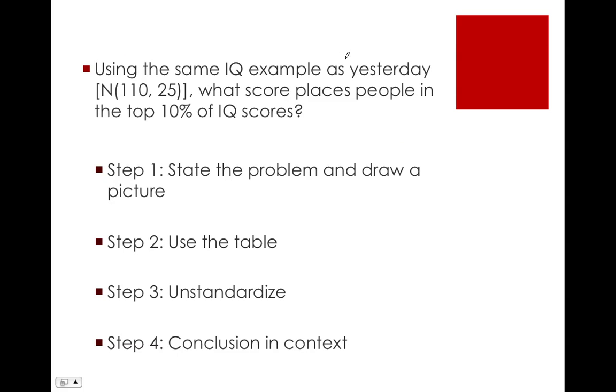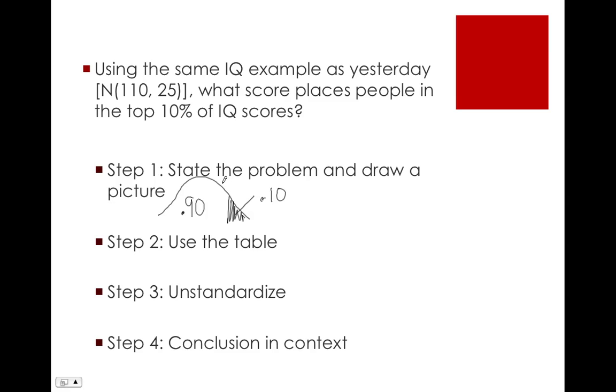So using the same IQ example that we did yesterday, IQ scores are normally distributed with a mean of 110 and a standard deviation of 25. I want to know what score places people in the top 10% of IQ scores. Okay, so we've stated the problem already. We can draw a picture. I want the top 10%, which means I want the area to the right to be equal to 0.10. Now ask yourself, am I going to be looking for an area of 0.10 in the tables? No, because the tables give me the area to the left. So I'm really going to be looking for 0.90 in the tables.